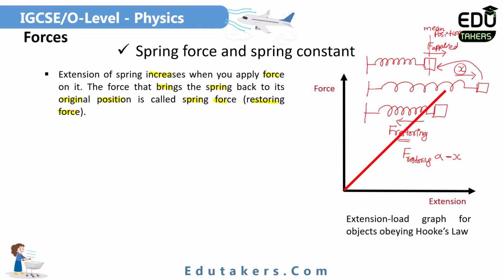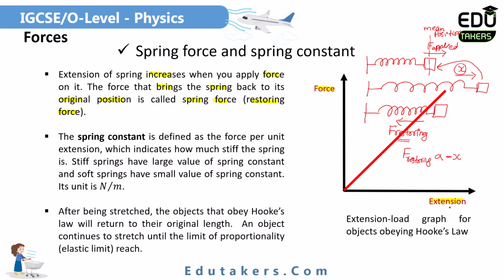You can see this figure. This graph shows that when you apply force on the spring, the extension also increases accordingly. Both of these are directly proportional to each other, so you get a straight line on the force-extension graph. This graph is according to Hooke's law, which shows that by increasing the applied force, the extension of the spring also increases.